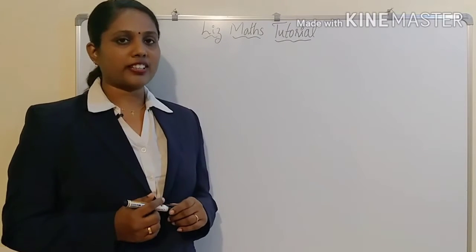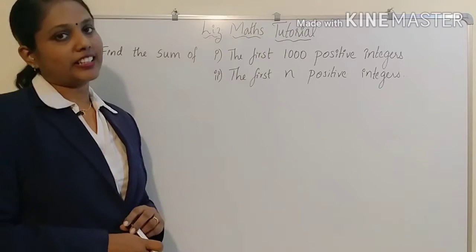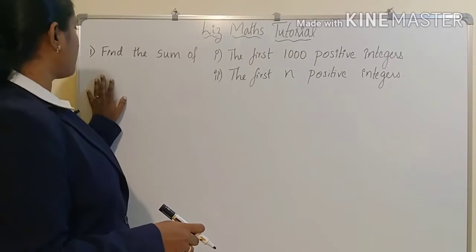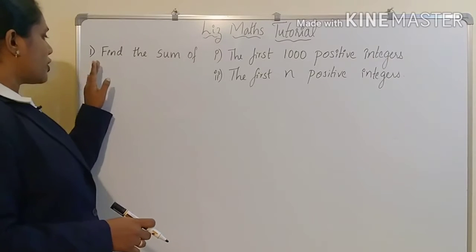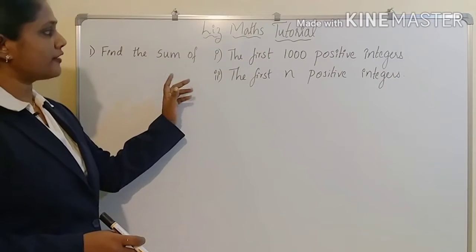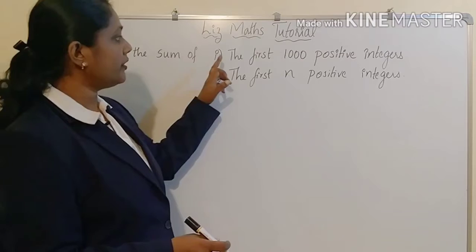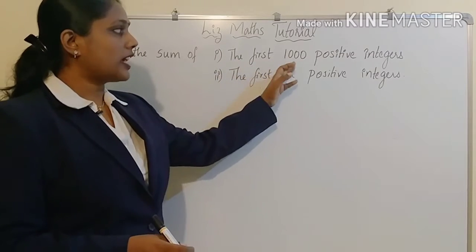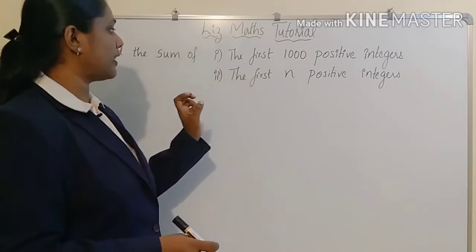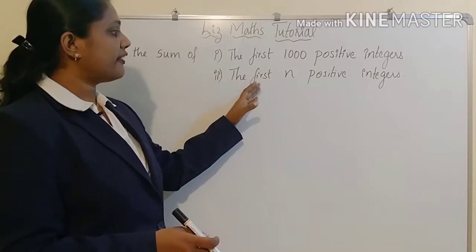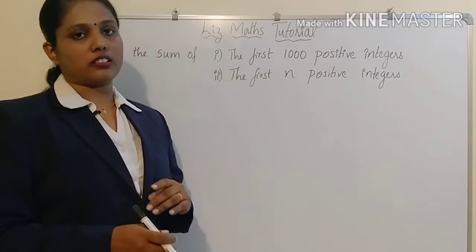So let us start with today's first example. Now let us see the first example. What the example says, in this there are two questions they have given. You have to find the sum of, first one, the first 1000 positive integers, and second one, the first n positive integers.